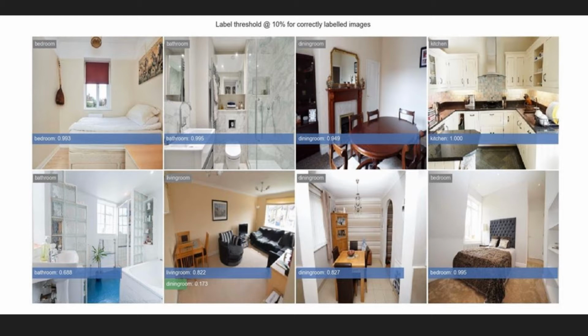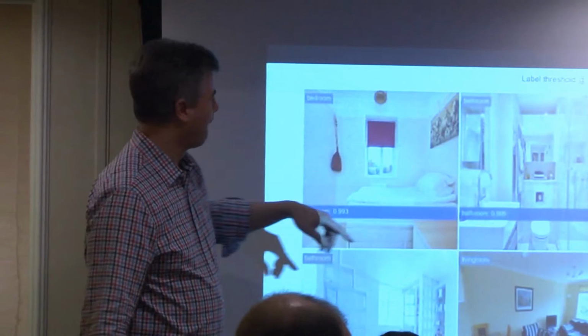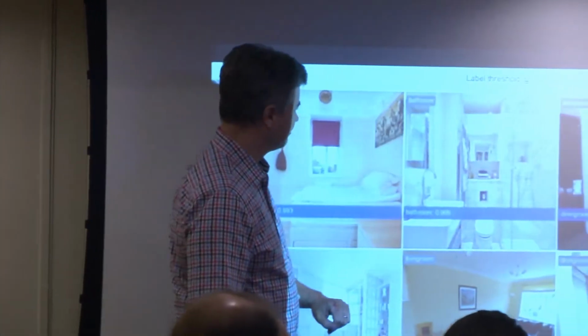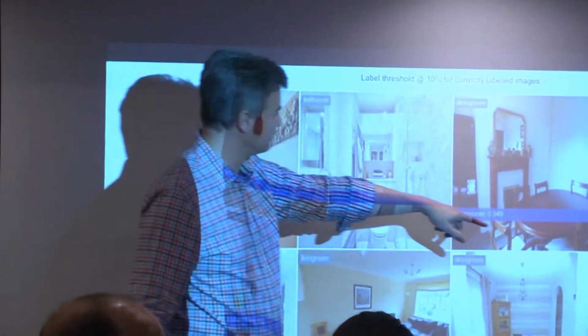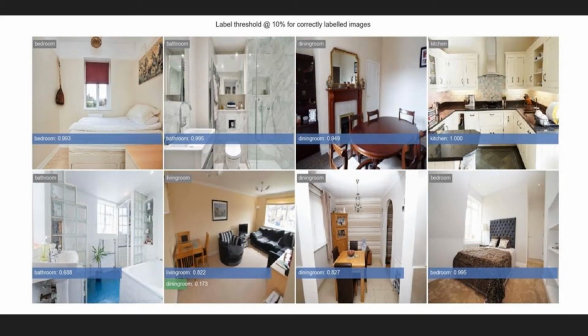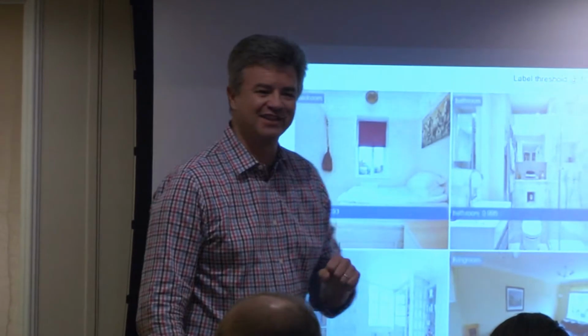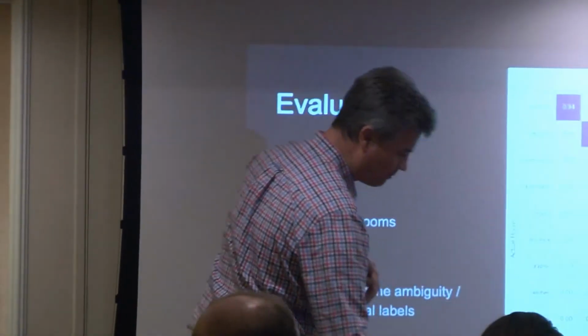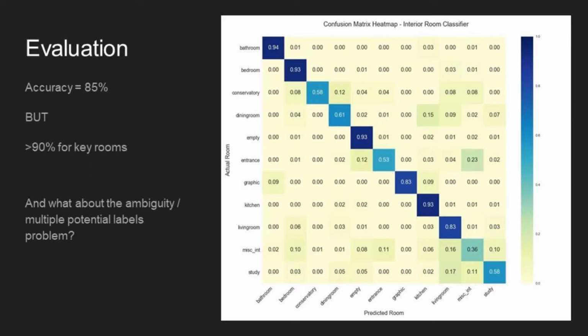So these bars are proportional to the probability, so if it's all the way across, it's a 1. And this is great. Bedroom, bathroom, dining room, which is a dining room, no doubt. Kitchen, fine. How about that one? It's labelled as a living room, but there's a dining table. Actually, it's labelled 82% living room, 17% dining room. That's not bad, actually, in the description. I'd go with that. If you just take the first label, straight accuracy is 85%.